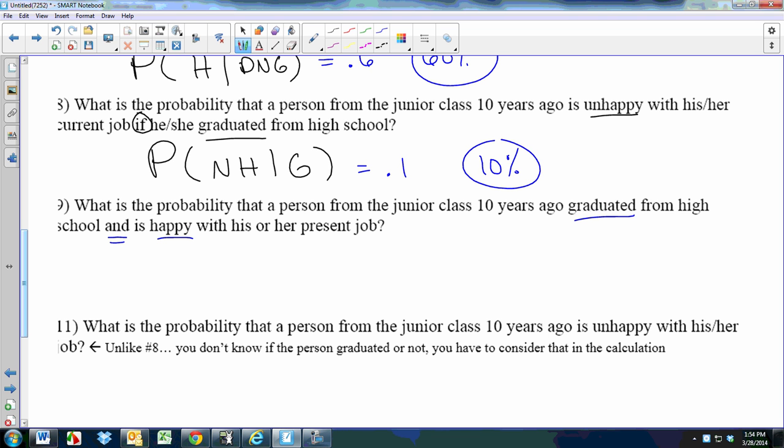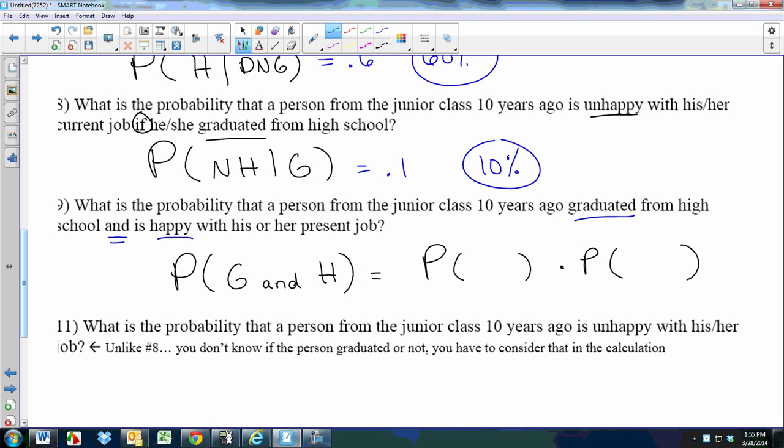All right, so the way this one works, I'll just kind of show it to you, and then we'll talk about it. Graduated and happy. That would be the symbols. You agree with that, right? Learning target 4. What do you do when there's an and? That's the multiply one. So you're going to multiply the probability of something times the probability of something. All right, this is where it gets tricky.